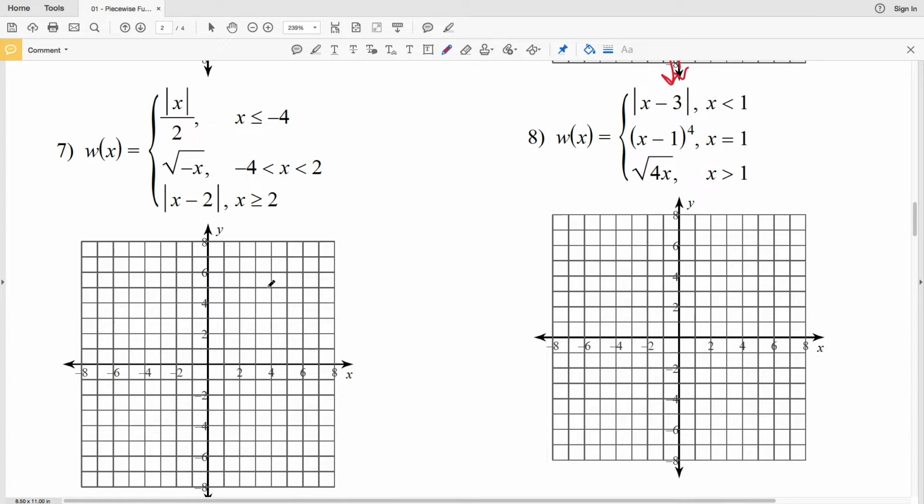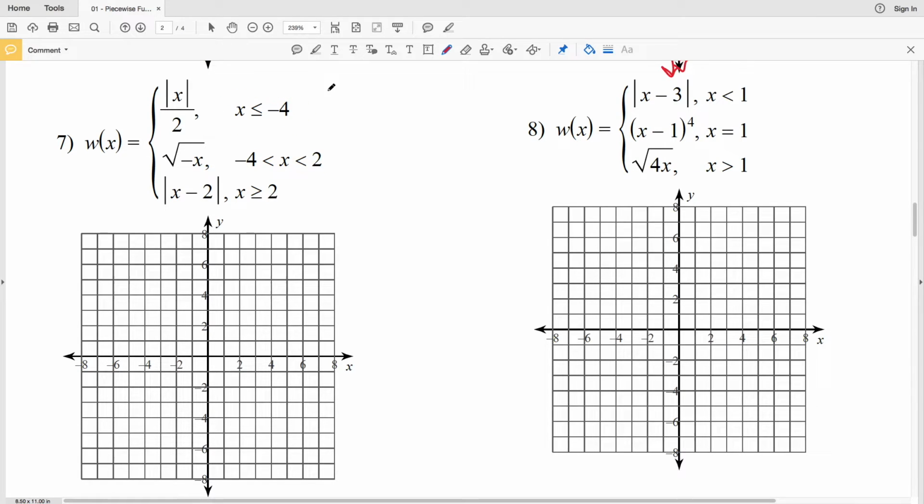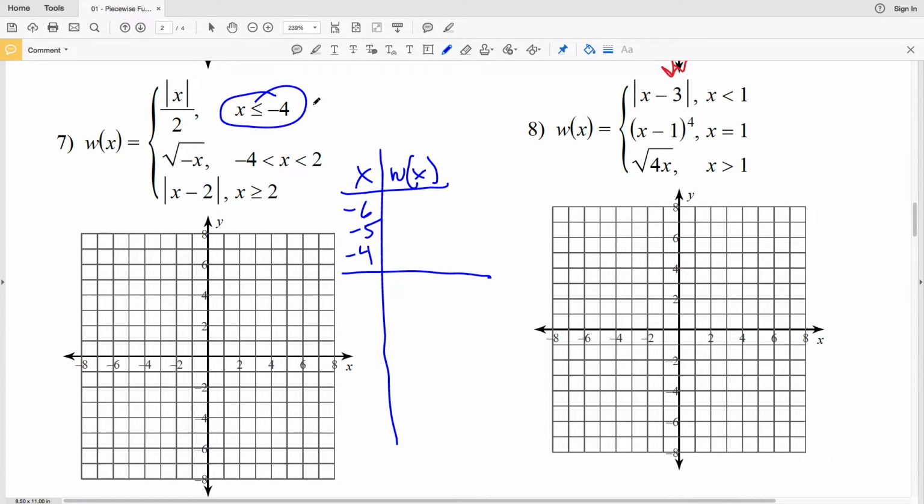For number 7, the first part of my interval is from negative infinity to negative 4, then from negative 4 to positive 2, and then from 2 to positive infinity. So starting with that first part, w of x, I'll enter in negative 6, negative 5, and negative 4. And that negative 4 is included.